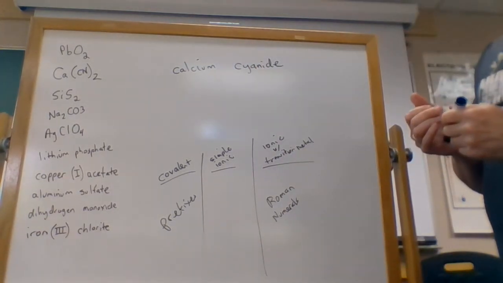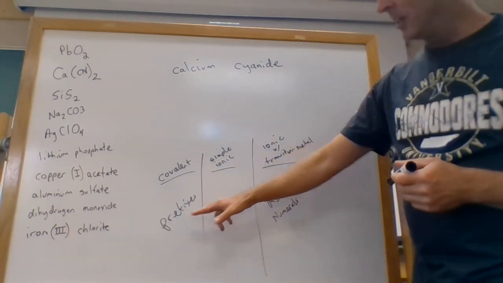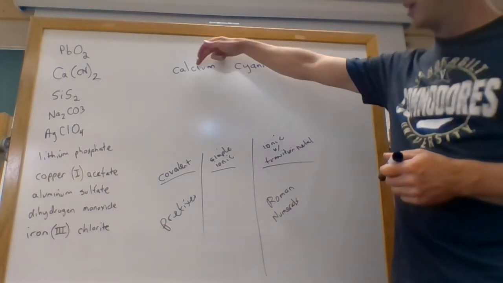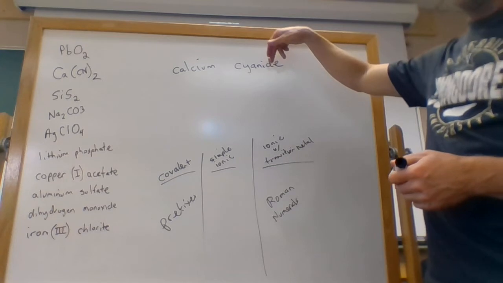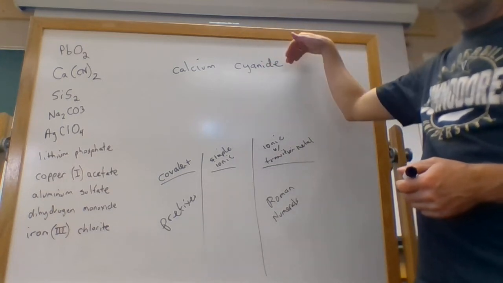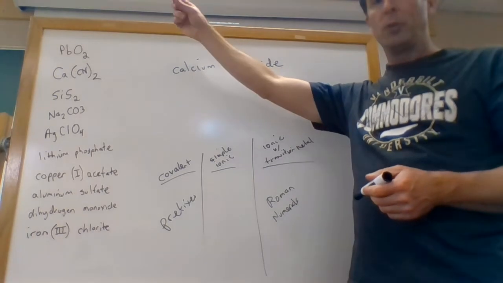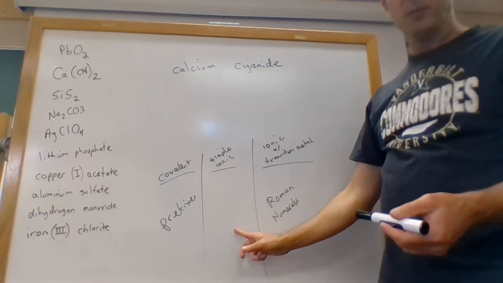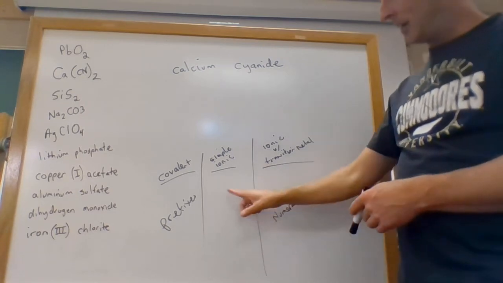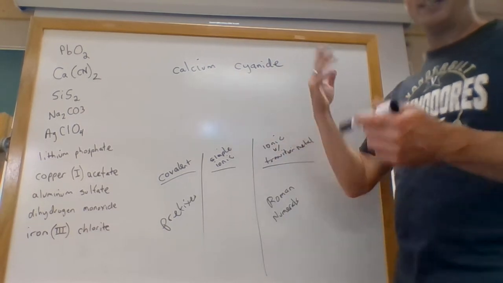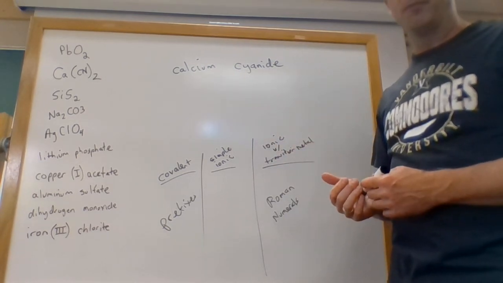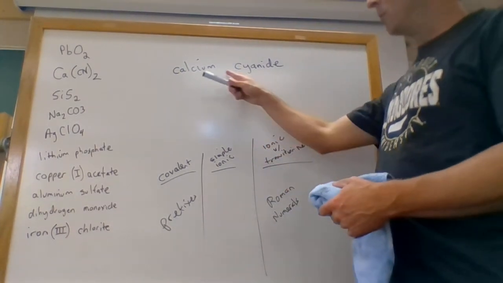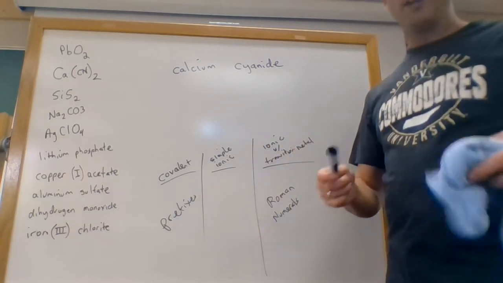Now, do I use prefixes? Am I done? Or do I need Roman numerals? I got to think about it. Well, calcium's a metal, cyanide's a non-metal ion, so this is going to be an ionic compound, and calcium's in group 2. I know for group 2, calcium is always going to be +2. So Roman numerals aren't needed. I'm in this category where basically calcium cyanide, that's it. I'm done with that one, that's the name. If you put calcium dicyanide, you're wrong. If you put calcium Roman numeral 2 cyanide, you're wrong. You got to do it exactly the right way.